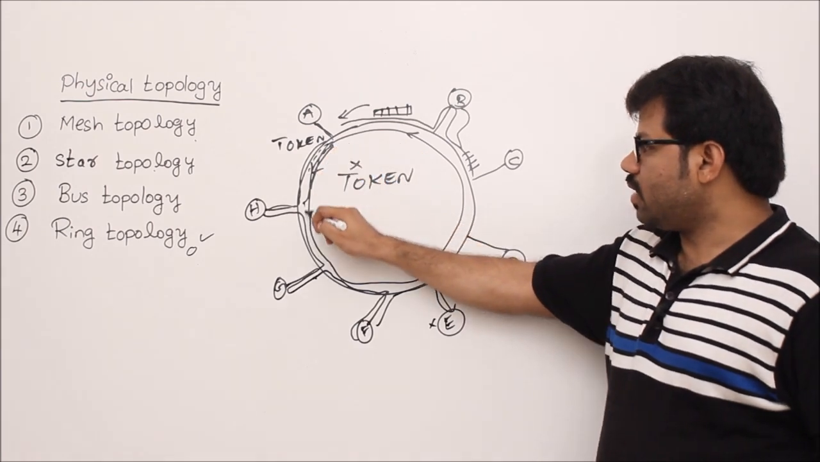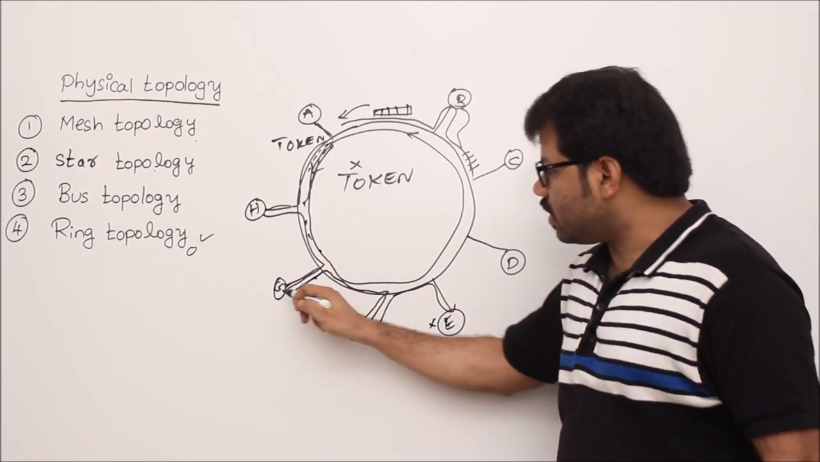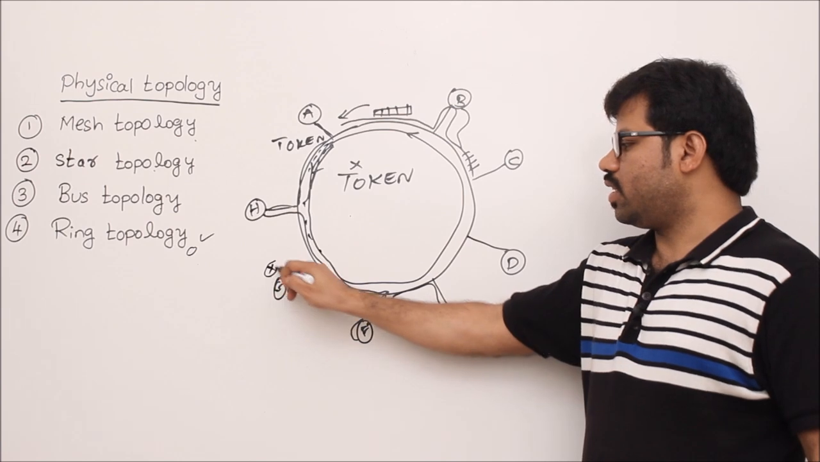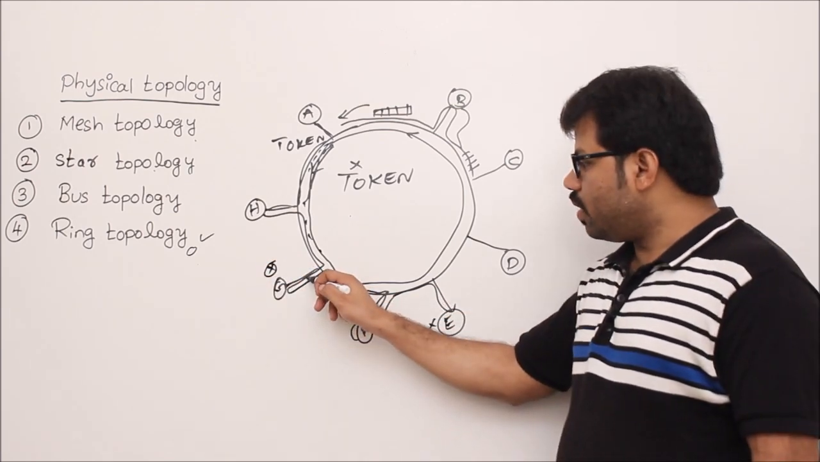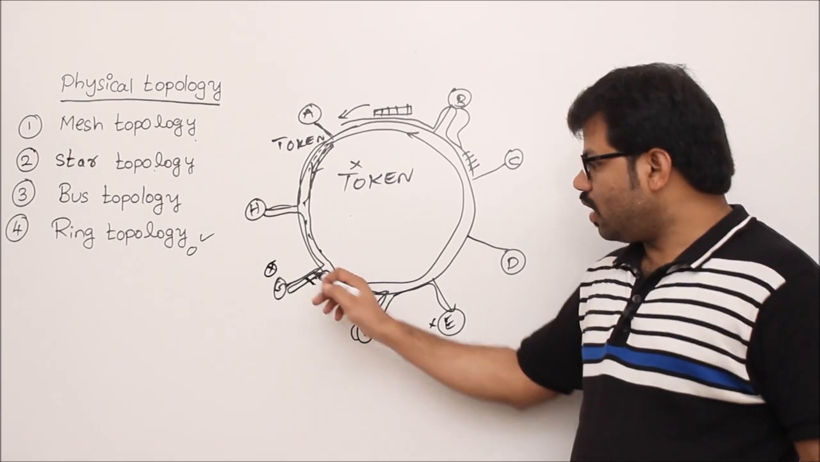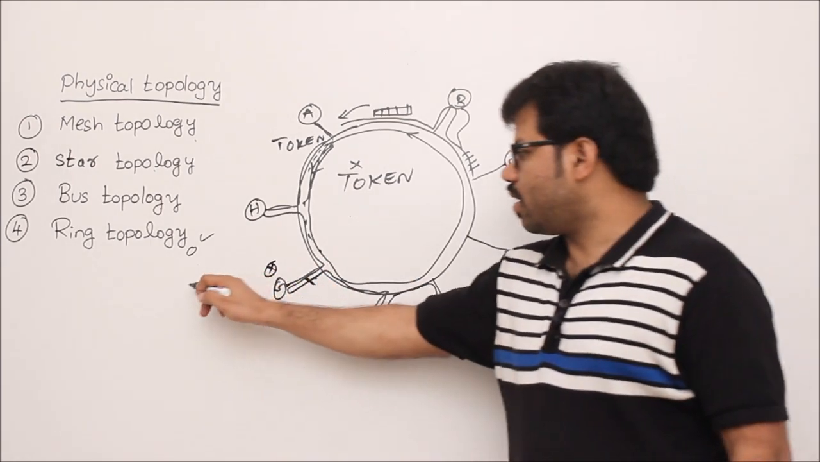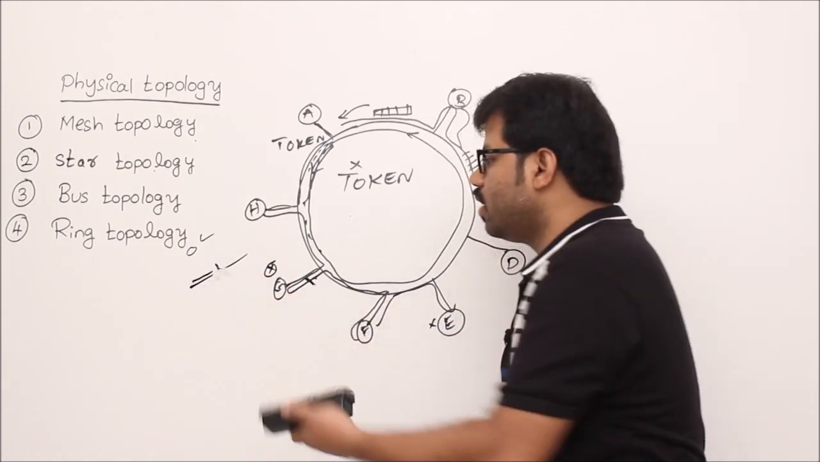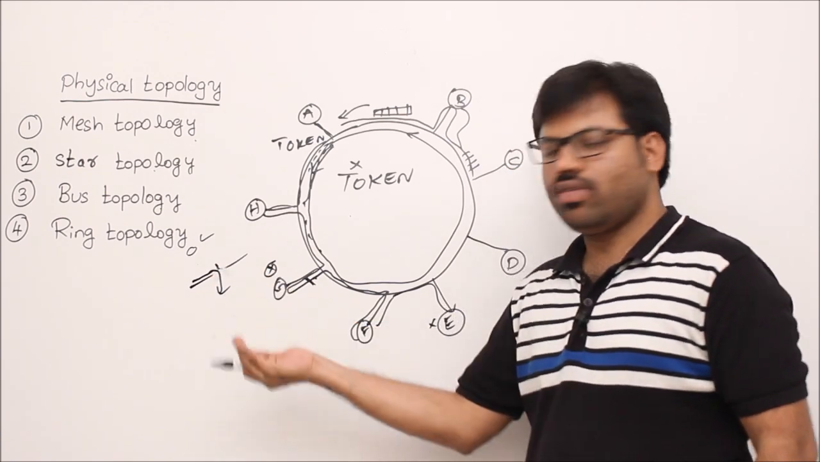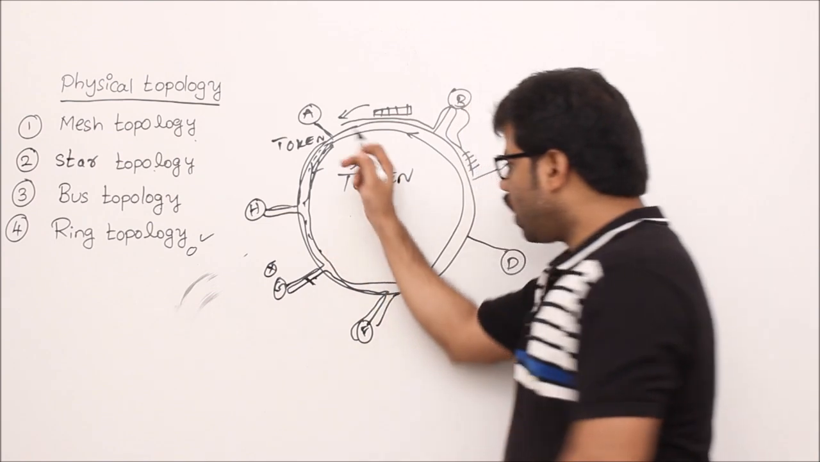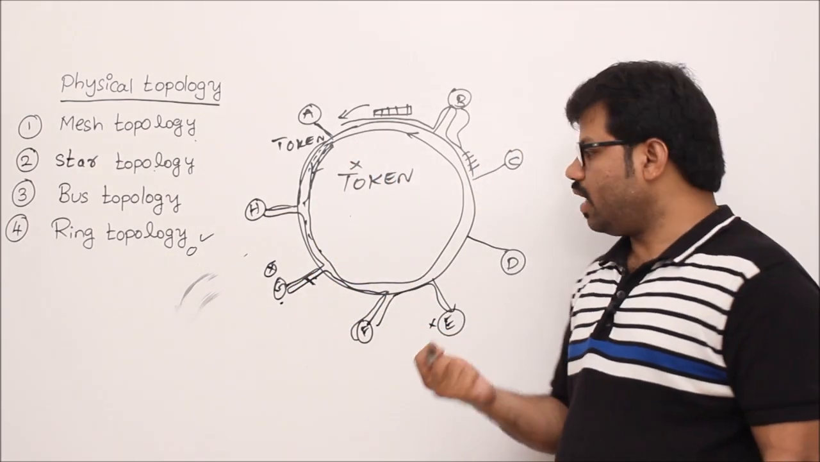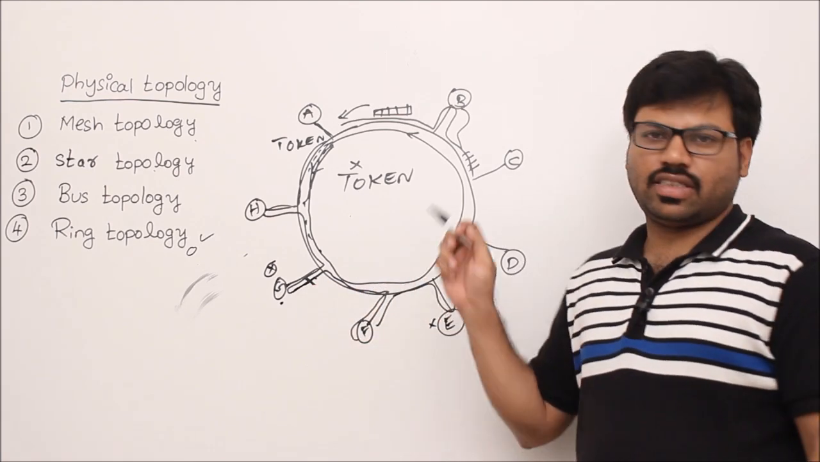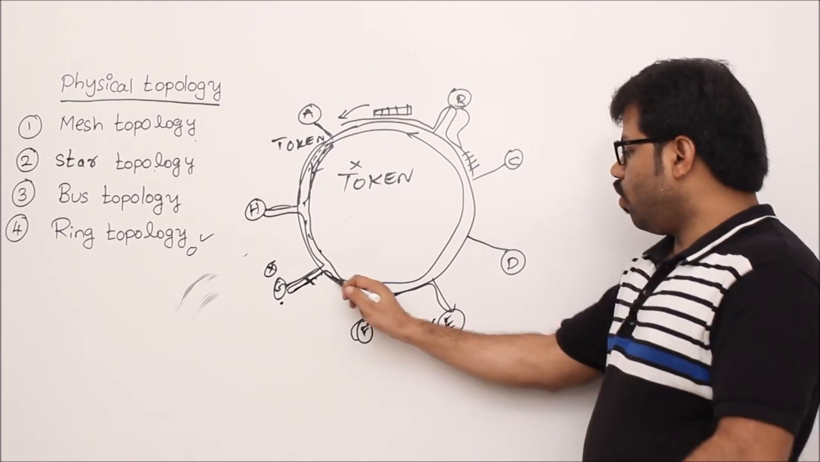Then this token will pass like this. Whenever the token reaches G, and G has some message to send to others, this token will be captured. How to capture? Simple. This line will be temporarily removed, so that the message will be stopped. Example, you have a cable like this, some message is flowing like this, you cut it in between temporarily, then automatically this entire message will be dropped. In that way the token will be dropped by G, that means it will take it immediately, then it will reconnect the line, and G will send its message.